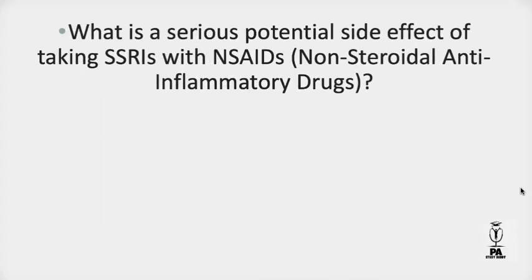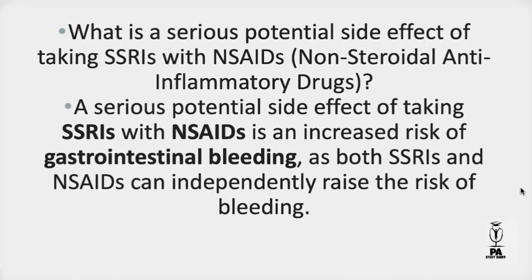What is a serious potential side effect of taking SSRIs with NSAIDs? And that would be the GI issues, GI bleeding. So NSAIDs in themselves increase the risk for GI bleeds, and when paired with SSRIs, it can make it even worse. SSRIs plus NSAIDs equals GI bleeding.